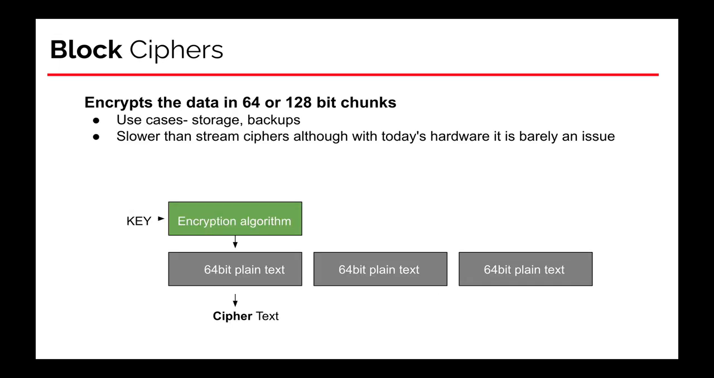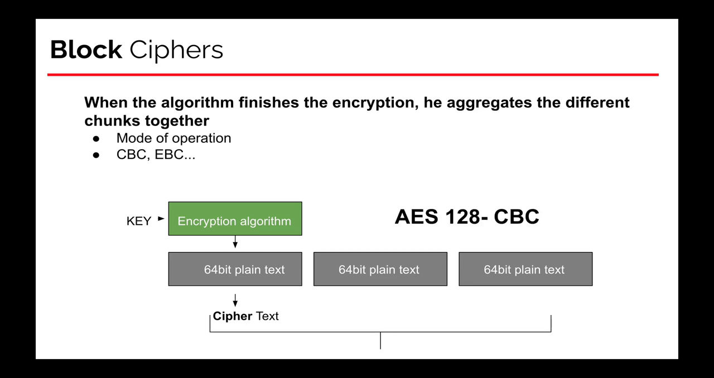Block cipher, on the other side, encrypts the data in 64 or 128 bit chunks. When do we use block ciphers? We use them when we back up our data. We use them for storage. It is, as we have said, slower than stream ciphers, only due to the fact that it encrypts bigger chunks. Yet, as we have said, in today's hardware, it is barely an issue.